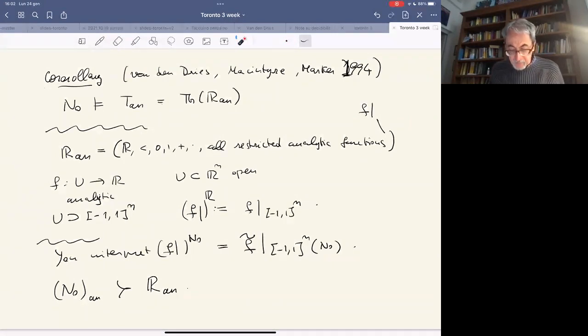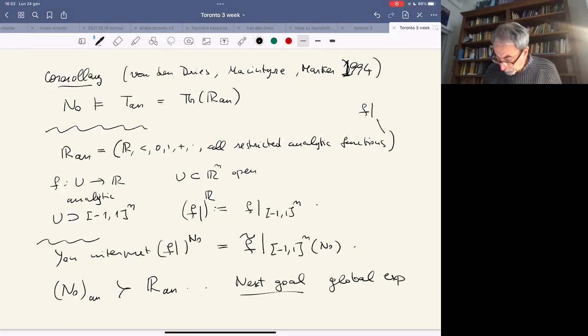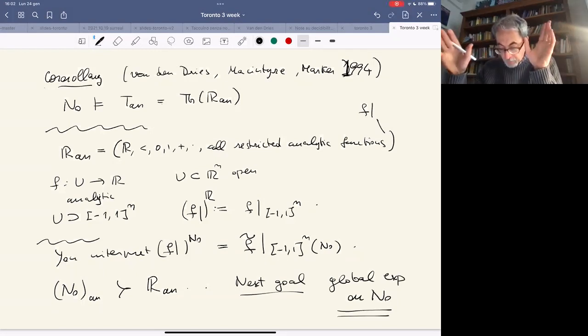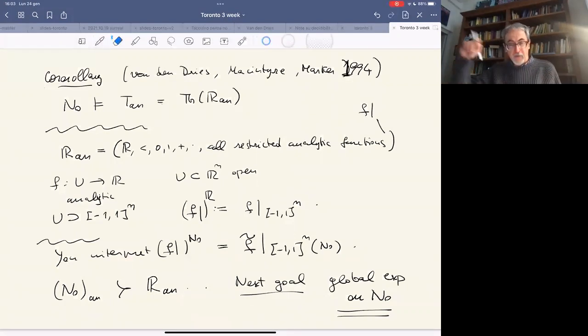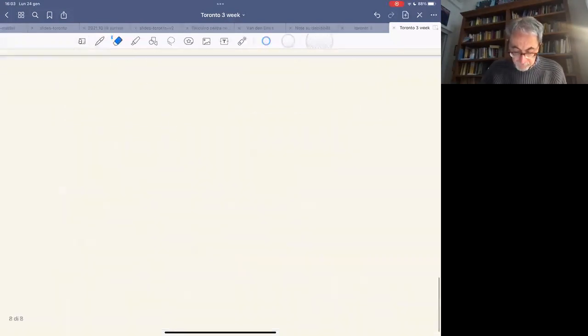Okay, so the next goal is to define a global exponentiation. To sum up, you can define restricted exp, restricted sine and cosine, and any restricted analytic function, but only on finite elements. For exp, you can also define a global exp. Let's see how. You cannot use the Taylor series, because we said that exp of omega cannot be defined via the Taylor series, because you don't get a summable family. You must use some other idea.